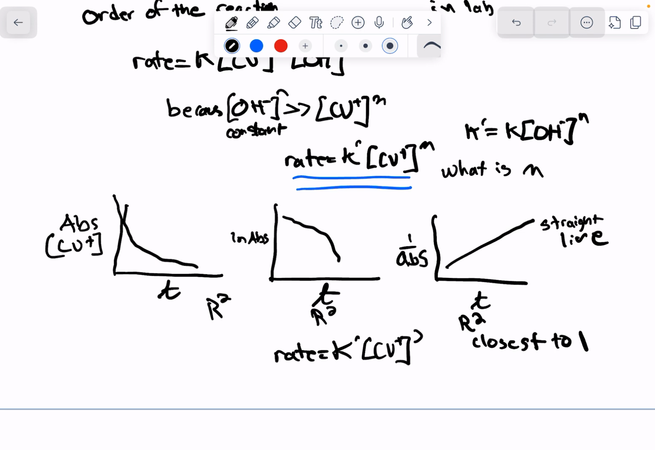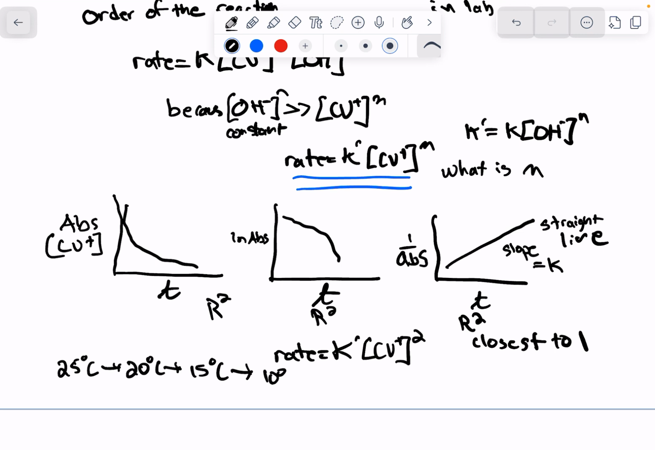The great thing is that once you know the order, when you change the temperature, it's always going to be, in this case, second order. And so for this straight line, the slope equals the rate constant k. So what you're going to do is take 4 different temperatures. You're going to start at 25 degrees C, then go to 20 degrees C, then 15, and 10.